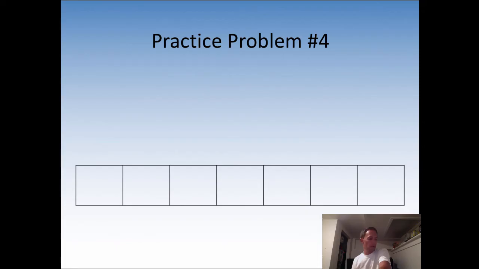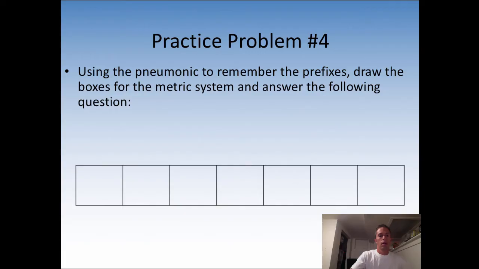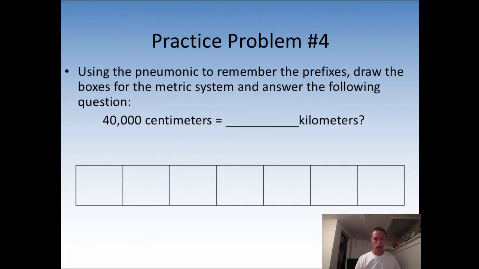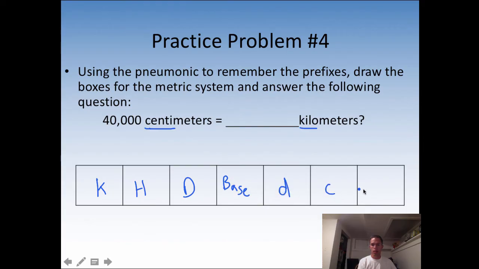Practice problem number 4. Okay, same thing. We're going to use these boxes to figure out this conversion here. We're going to go in this example from 40,000 centimeters to kilometers. So how many kilometers are in 40,000 centimeters? Killer hippos die by drinking chunky milk. Okay, we're in the centi box. That would be this one, the C. And we're trying to go to kilometers. We're going to go all the way over here.